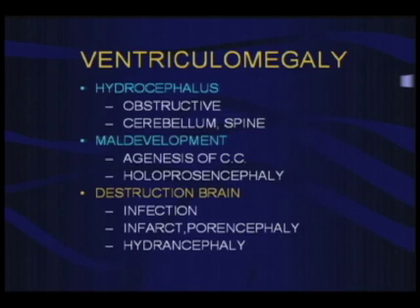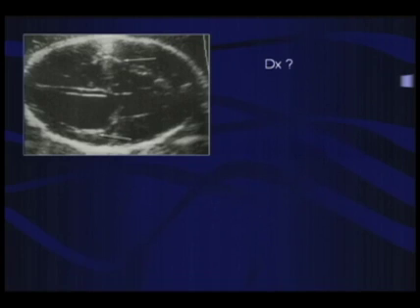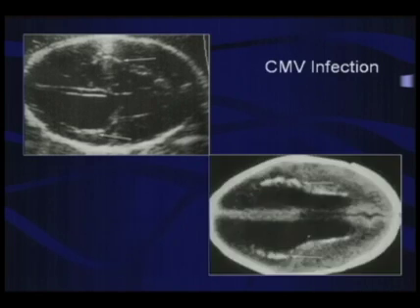Well, finally, under ventriculomegaly, let's move on and look at destructive phenomena within the brain. Here's a case, an ultrasound, in which there is ventriculomegaly, but there's echogenic material around the ventricular walls. This is a CMV infection.